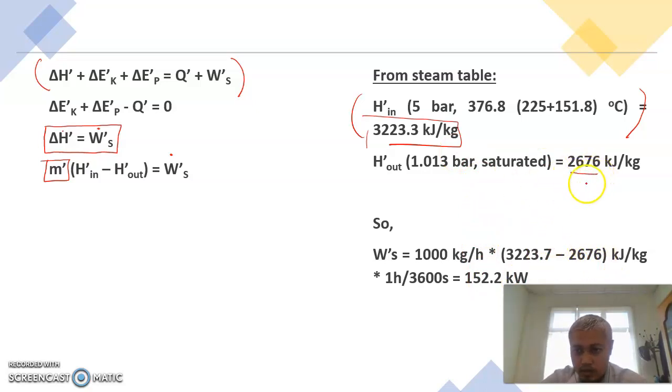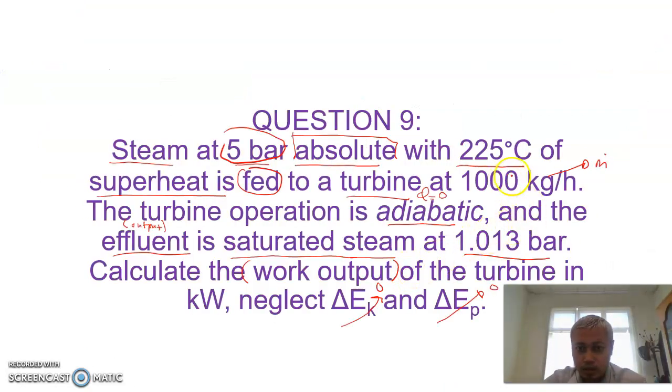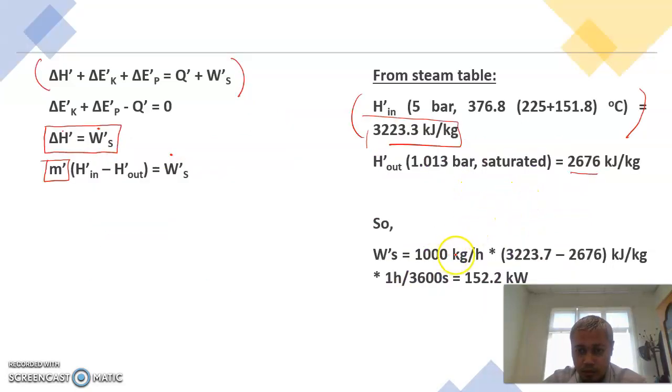So here we have 2676, almost similar, right? Here 2676, and then we can use this formula where we know the flow rate is 1000 kilogram per hour. 1000 times, actually this is from this, we solve this 3223.2 minus 2676, and when you solve this, you convert the unit to per second, because we need to find it in kilowatt, so we will get the value 152.2.